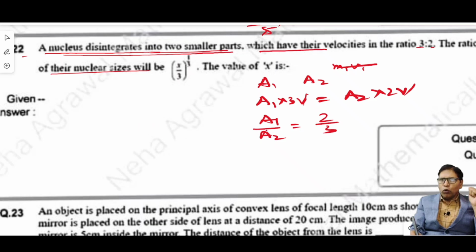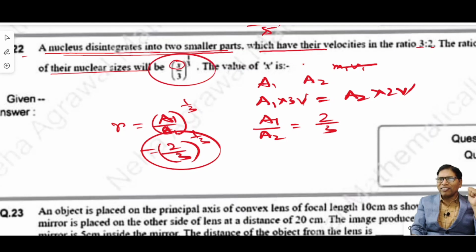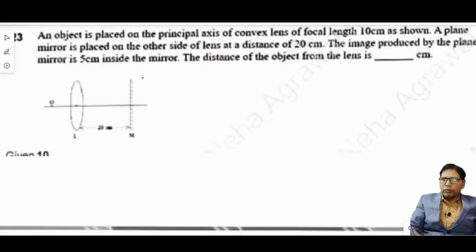Now radius r is proportional to A1 by A2 to the power 1/3. So this is 2 by 3 to the power 1/3. If this equals x by 3 to the power 1/3, obviously x equals 2. Okay, next. Now question number 23.